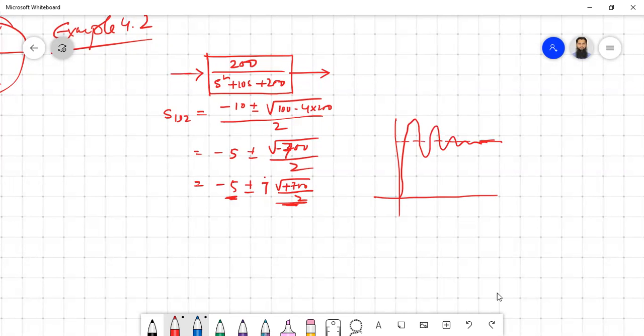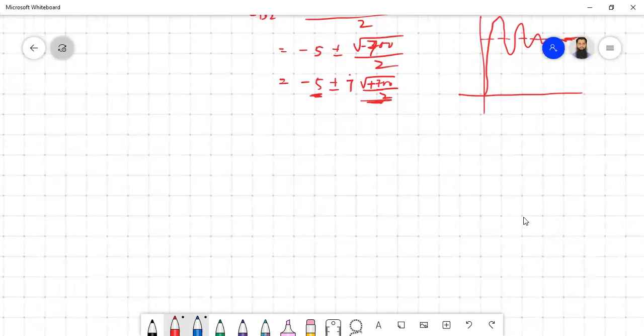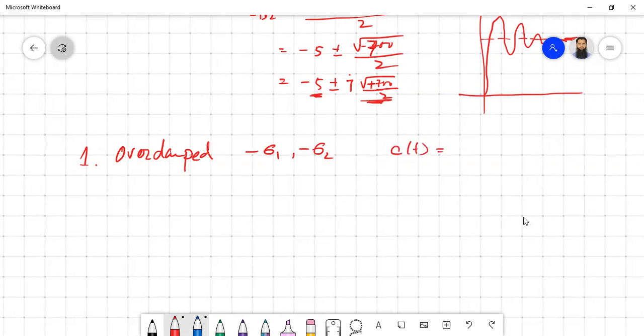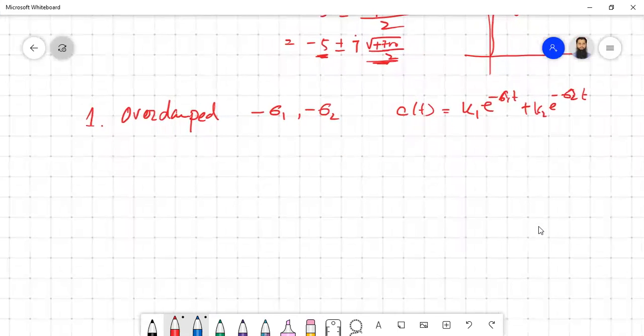Now, if we summarize whatever we have seen in this article, case one is overdamped. What we see is sigma 1 was maybe one location, sigma 2 can be another location. Based on that, your time response can be K1 e to the power minus sigma 1 t plus K2 e to the power minus sigma 2 t. We are talking only about the system, not the step response. Sometimes my sigma is similar, so you just have to be a bit careful about it. Okay, so this is the first case.